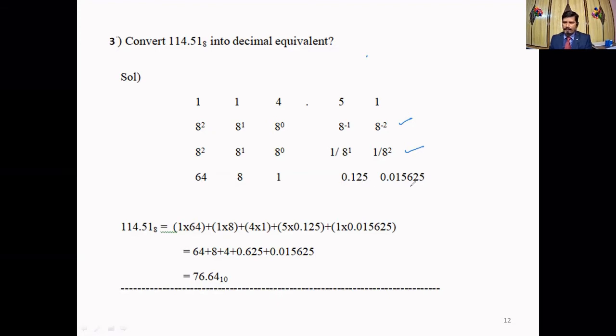If you find out the values, 64, 8, 1, 0.125, and going on multiplying: 64 into 1 plus 1 into 8 plus 4 into 1, 5 into 0.125, like that. And then if you go on adding, you will get 76.64. So what is the conclusion here? Any number system to decimal, positive powers and negative powers.